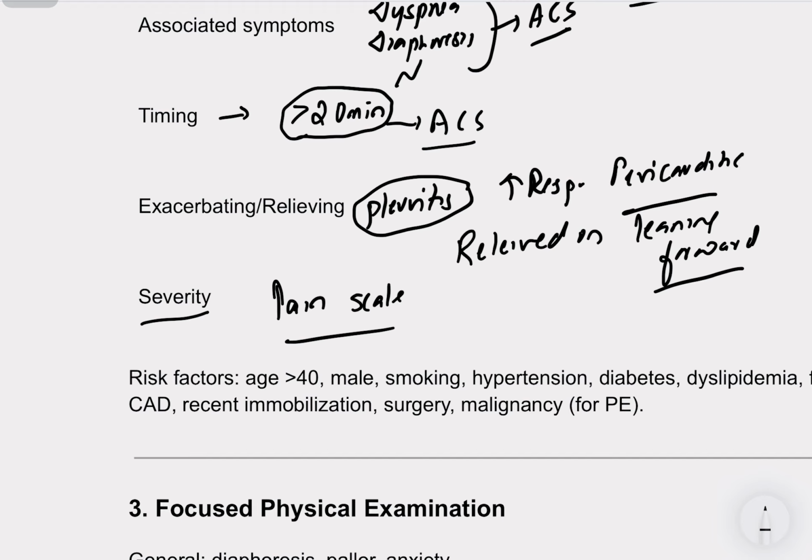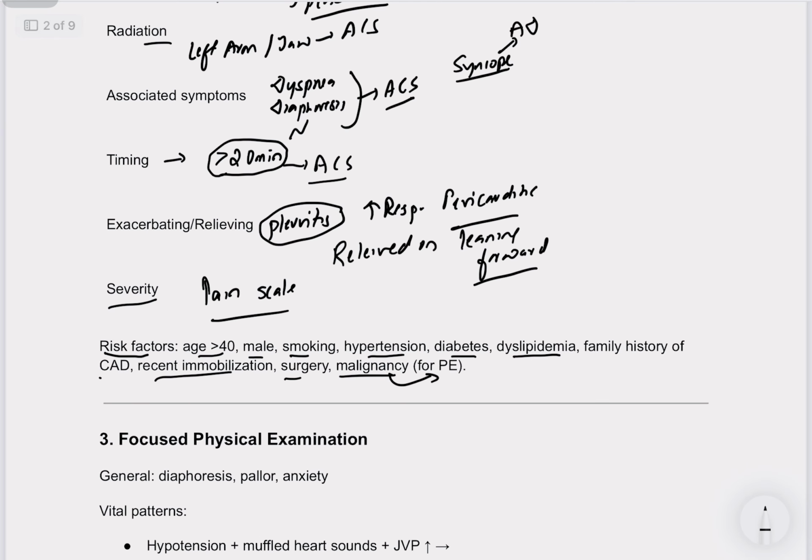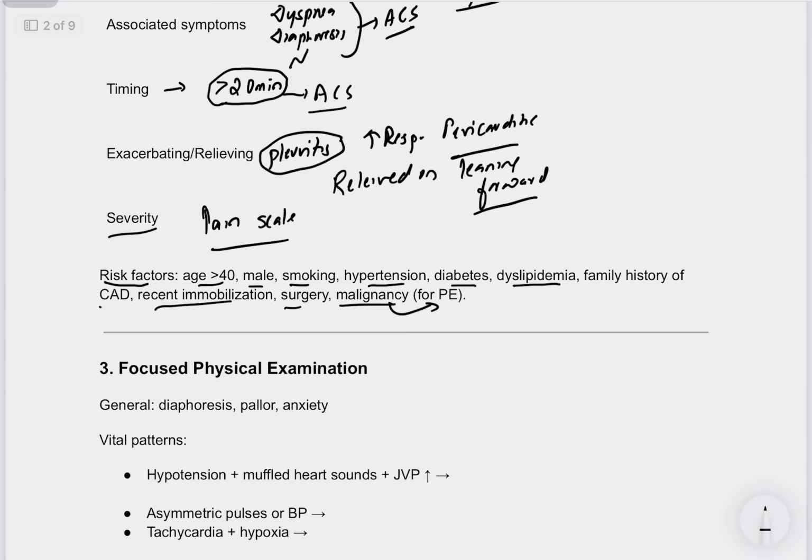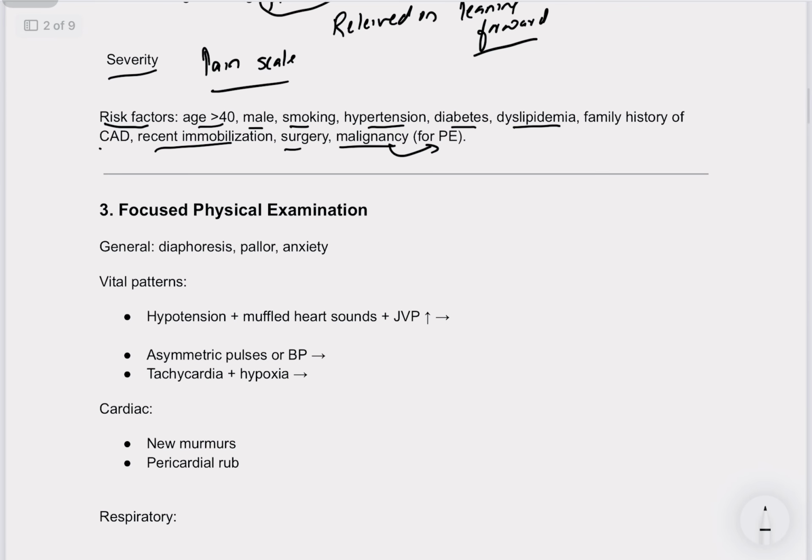After that we have to know the risk factors for ischemia: age more than 40, male, smoker, hypertension, diabetes, dyslipidemia, family history of coronary artery disease. Recent immobilization, surgery, malignancy can be there in pulmonary embolism. After that we go for focused physical examination: look for diaphoresis, pallor, anxiety. Then we look at the vitals; the pattern heavily matters to know the disease pattern.